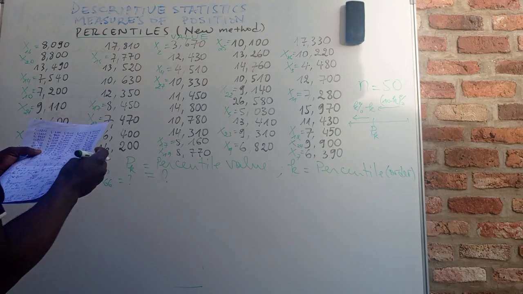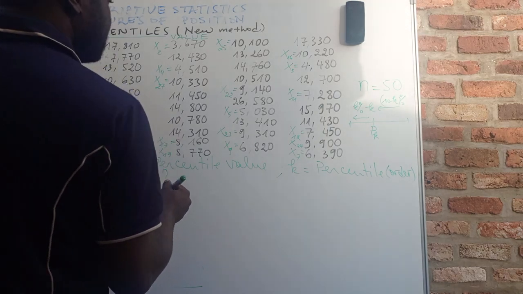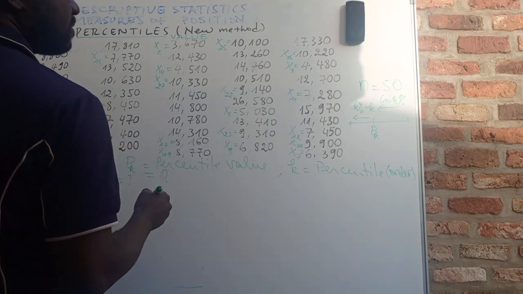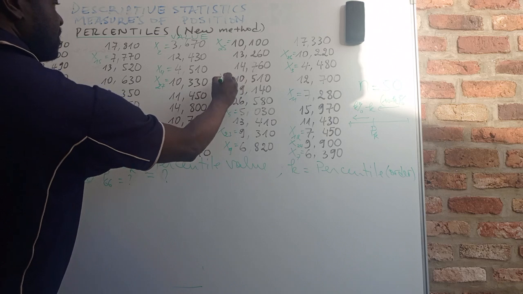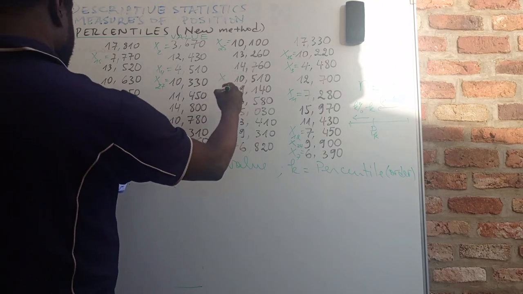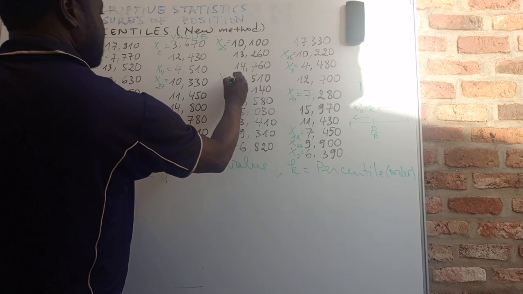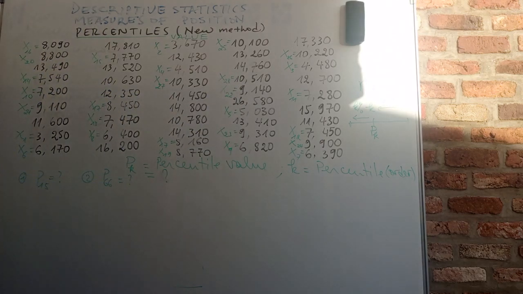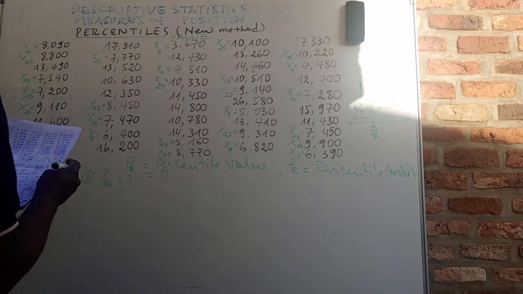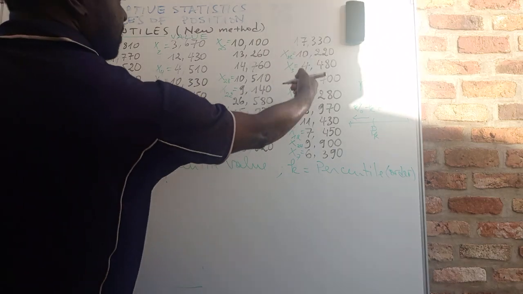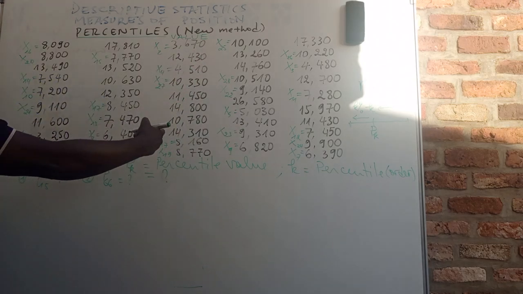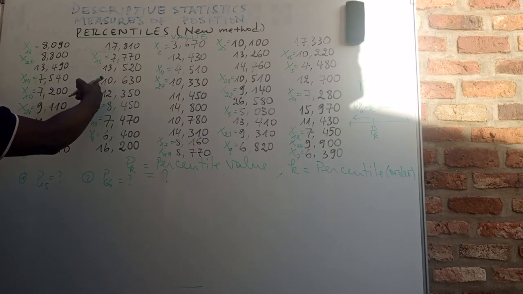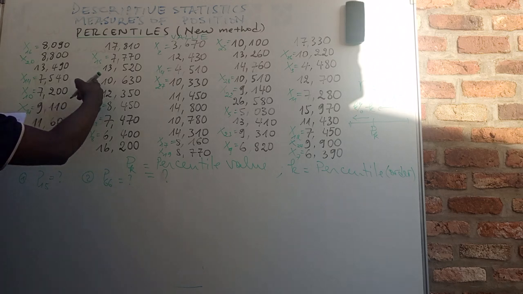Okay, now X sub 28. It is 10510. This is 10510. X sub 28. Okay, now X sub 29. 10630. Not here. This one. 10630 is here. This is X sub 29.